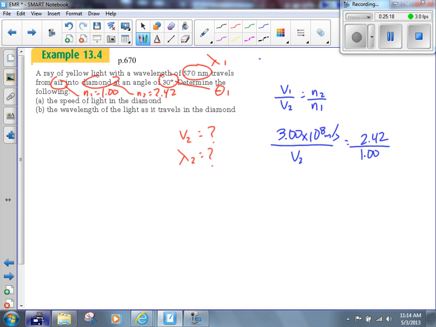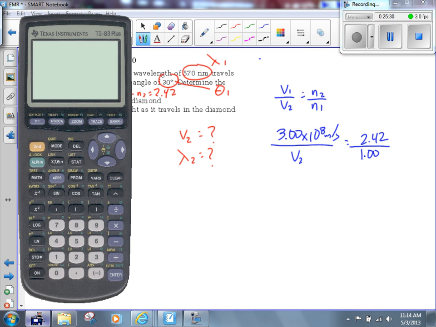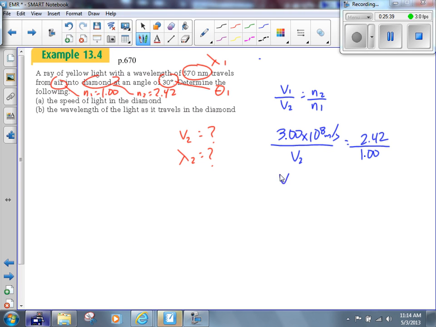Yeah, that's lambda 1, yes. All right, let's solve for V2 now. The V2 goes up by multiplying. The 2.42 goes down by dividing. V2 ends up being equal to 3.0 times 10 to the 8 divided by 2.42. We end up getting 1.24 times 10 to the 8 meters per second. So you can see, in diamond, light slows down dramatically, okay, by a factor of 2.42.